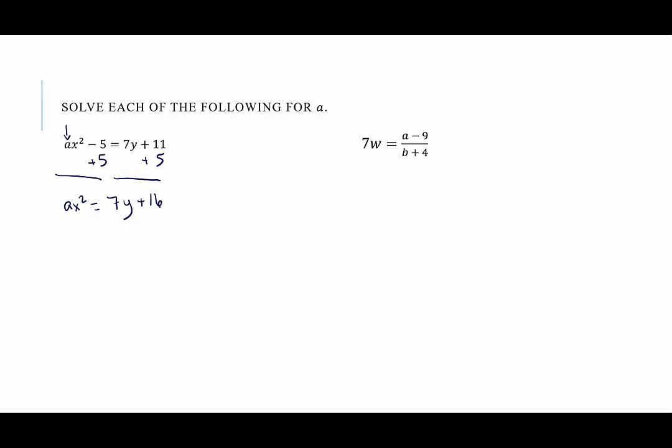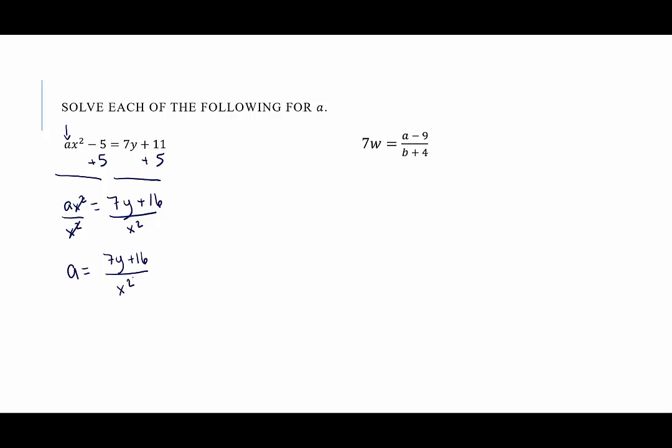Now I need to get a totally, utterly, and completely by itself. It's being multiplied by x squared. So if I divide by x squared, that will take care of that situation, right? Those cancel, we get a equals. I again have a series of things that aren't like terms. The GCF of these three terms is 1. So we would just write 7y plus 16 over x squared.